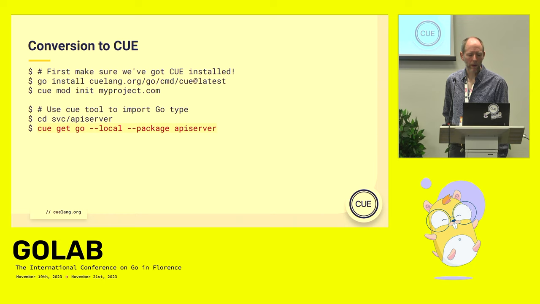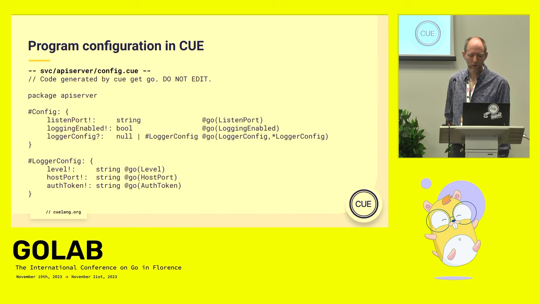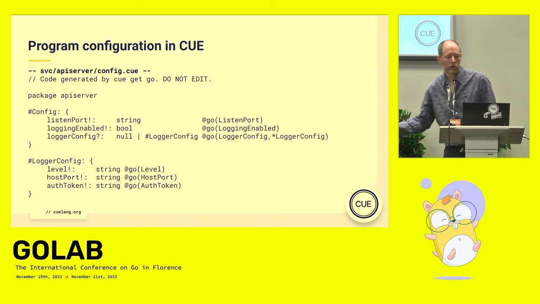Now we're going to import the Go type that we've just defined into Q by running q get go. Now this is an absolutely crucial step. This is how we're going to be able to use our actual Go code as a source of truth, joining the dots between Go and the rest of our configuration. So here we get to see our first actual Q code.